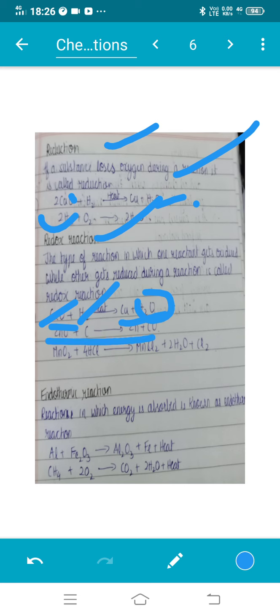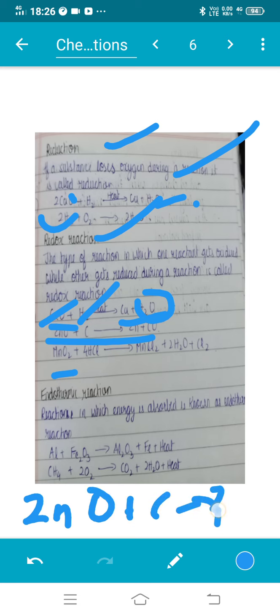If ZnO plus C gives Zn plus CO, first you have to tell what is getting oxidized and what is getting reduced. You have to write in the comment section. First I will write this reaction so that it is visible to you: ZnO plus C gives Zn plus CO. This is the second reaction.